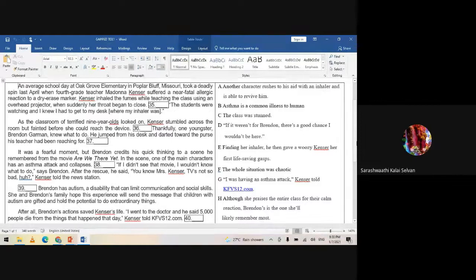Yes, sir. It was a fearful moment, but Brandon credits his quick thinking to a scene he remembered from the movie Are We There Yet? In the scene, one of the main characters has an asthma attack and collapses. If I didn't see that movie, I wouldn't know what to do, says Brandon. After the rescue, he said, You know, Mr. Cancer, TV's not so bad, huh? Cancer told the news station.